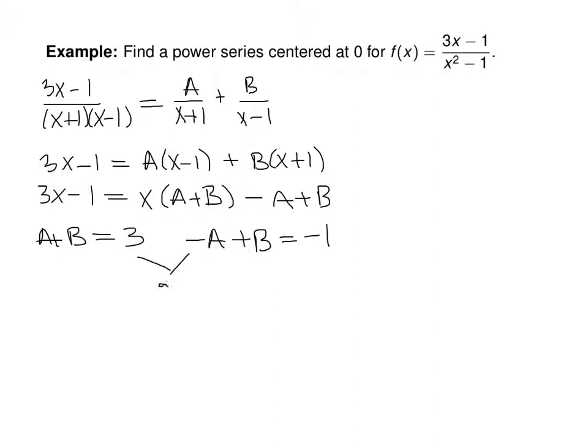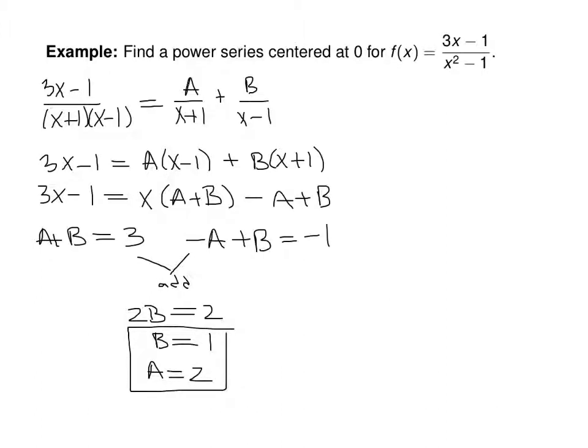I'm going to use elimination. I'm going to add these two equations together. That gives me 2B equals 2. So therefore B is 1. And if B is 1, it appears that A must equal 2. So now we know that (3x minus 1) over (x squared minus 1) is equal to 1 over x minus 1 plus 2 over x plus 1.